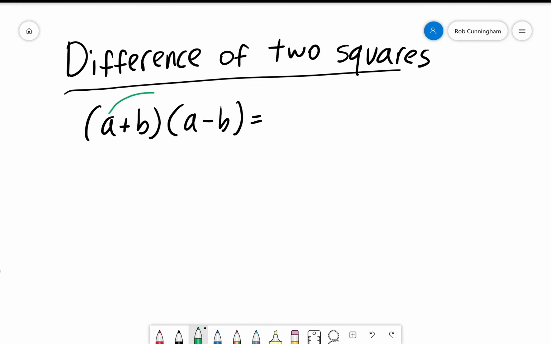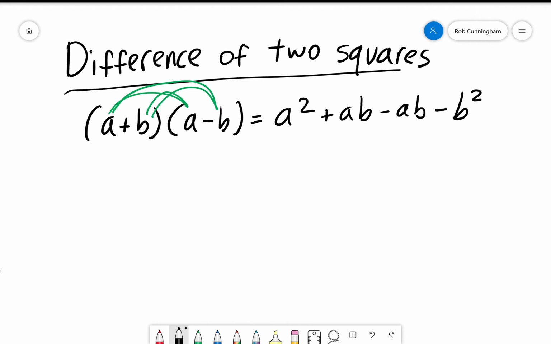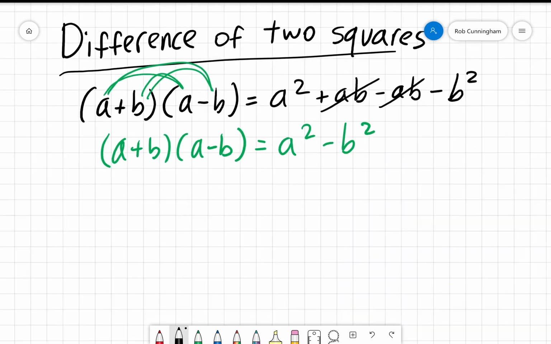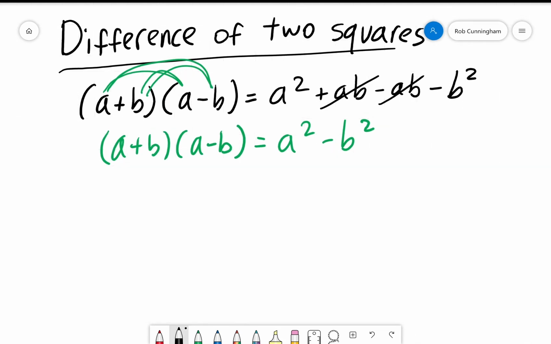In this case, the positive ab and the negative ab cancel out. So we still have the a squared and we still have the b squared. It's just that the plus ab and the minus ab canceled out. So the final form of this particular formula is a plus b times a minus b equals a squared minus b squared. It doesn't seem like much, but you can use this to save a lot of time if you recognize it during factoring problems. Let's do an example. We'll start with an easy one.